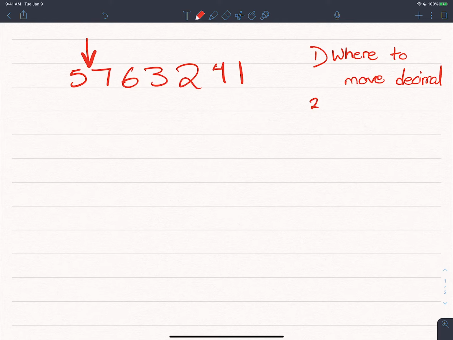Now, after we say where do we want to move it, we need to say how many spaces, right?